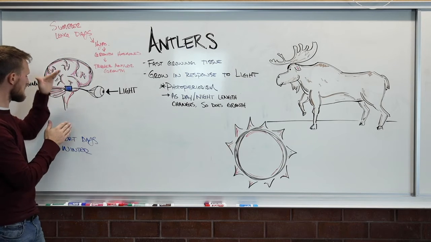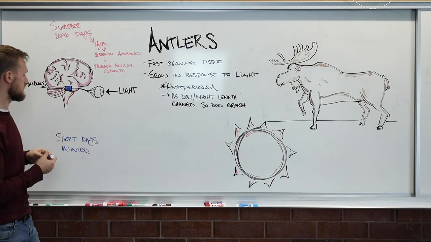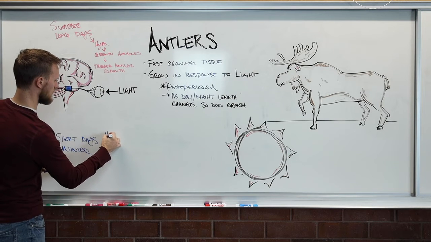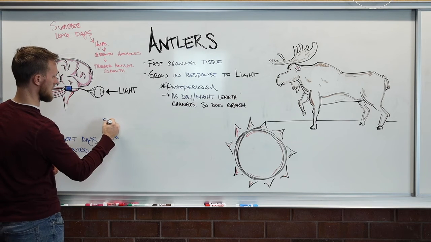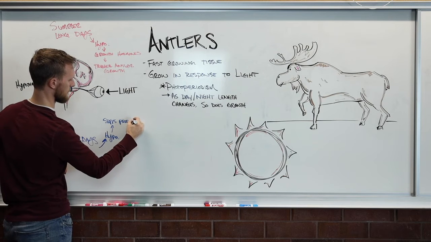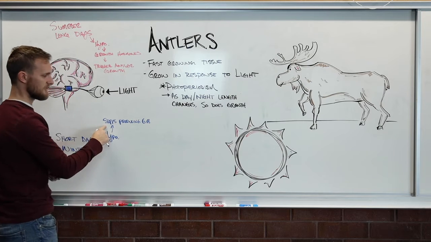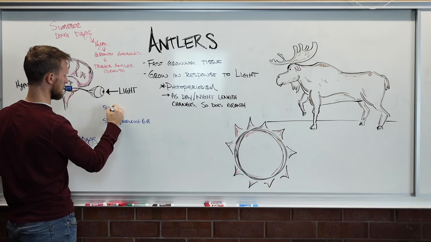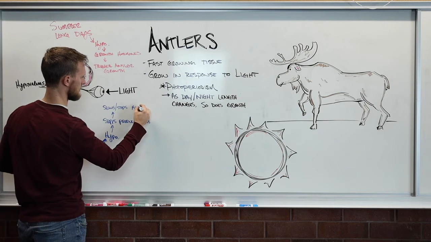Okay. On the other side, when it's winter time, here is the process that undergoes. So short winter days, here's what happens. So we have the hypothalamus, and that stops producing growth hormone. So again, the hypothalamus stops producing growth hormone, and from there it slows and stops antler growth.